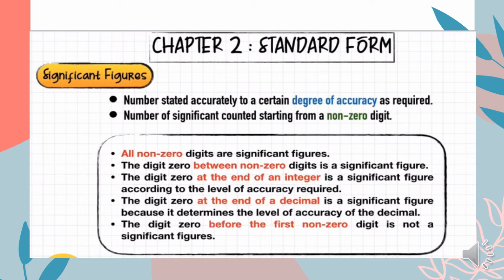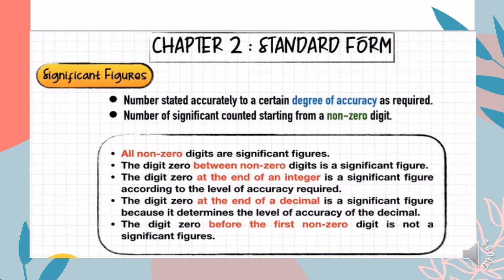Okay, so it has several rules, like 1 2 3 4 5 rules. So you should know that all non-zero digits are significant figures. Significant figures in Malay means angka bererti, angka yang bermakna. So all non-zero digits, meaning like 1 2 3 4, are significant.